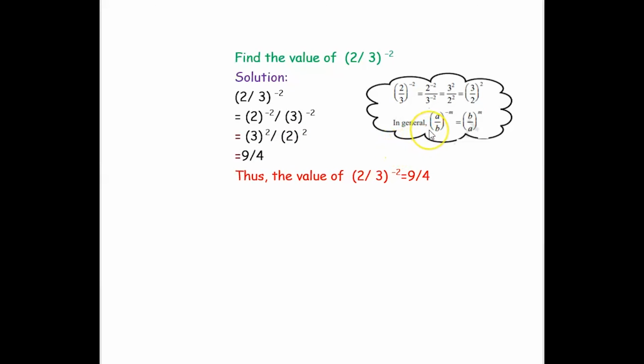In this case we are using the law a divided by b raised to the power negative m is equal to b divided by a raised to the power of positive m. So the answer is 9 divided by 4. So the value of 2 divided by 3 raised to the power of negative 2 is 9 divided by 4.